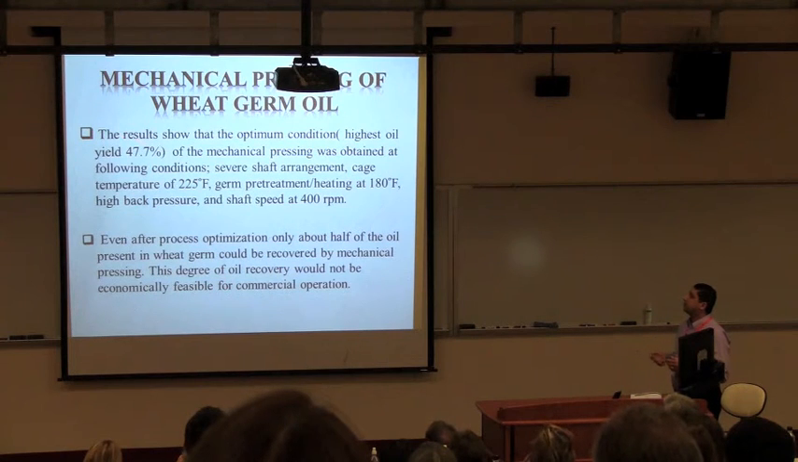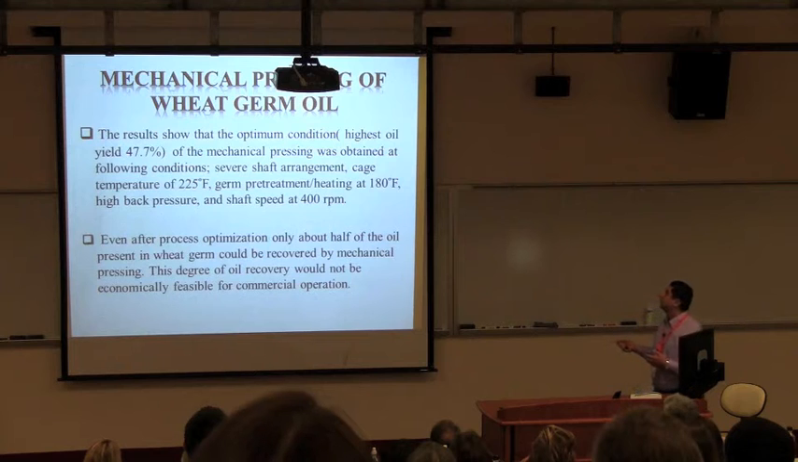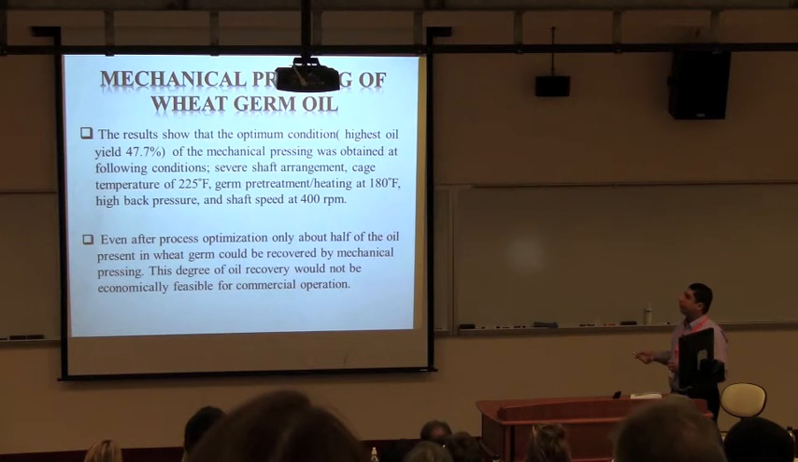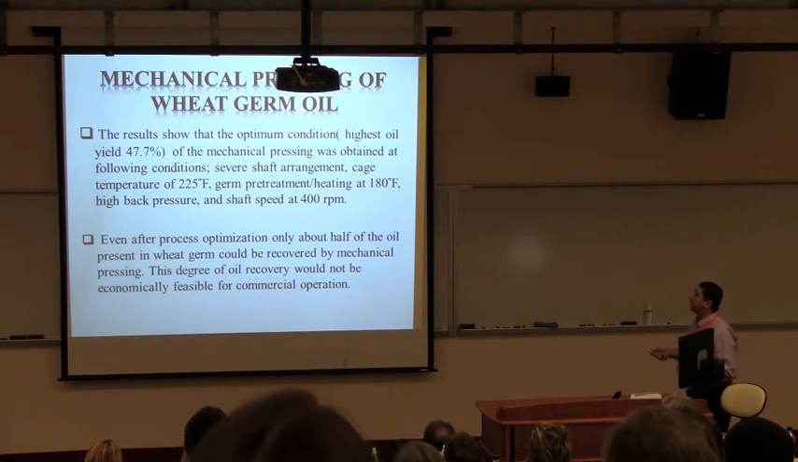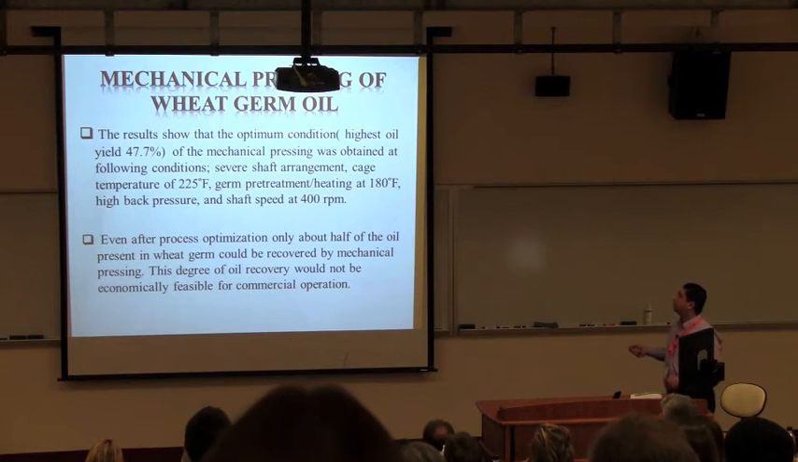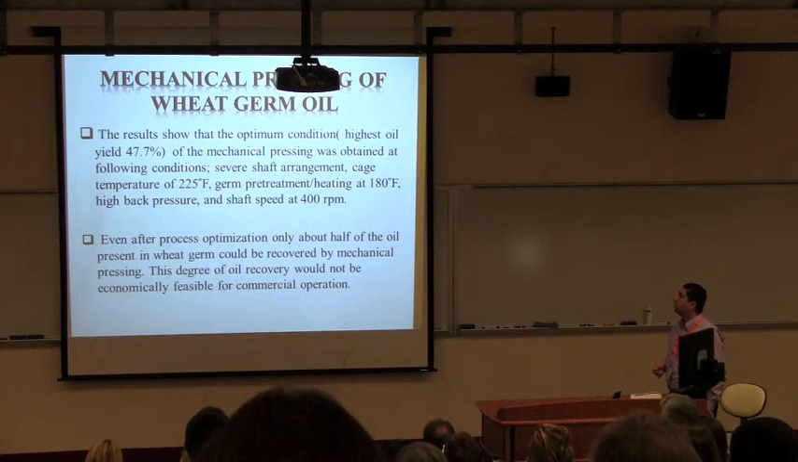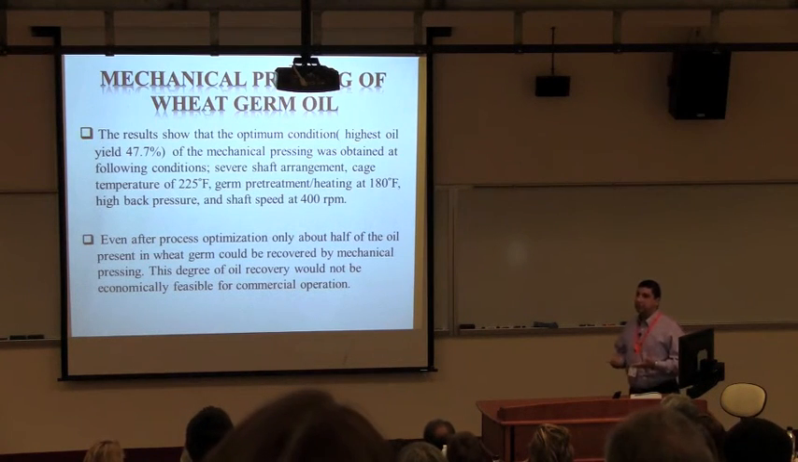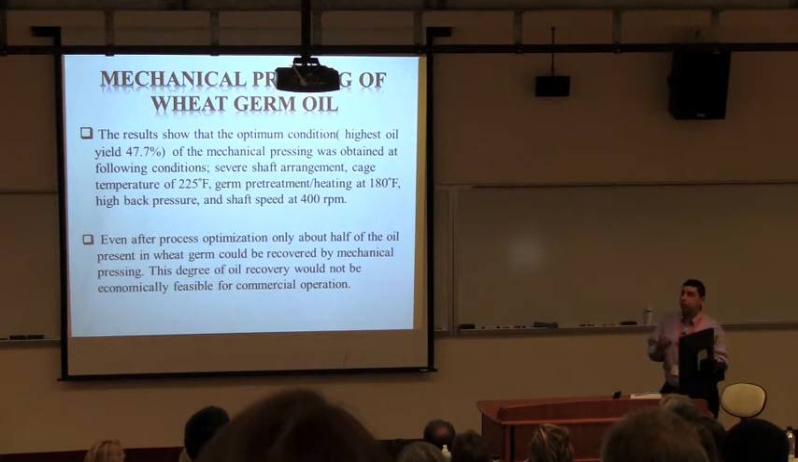So this result shows the optimum condition after you optimize the system, which gets the highest oil yield of about 47.7%. This is obtained at the following conditions: severe shaft arrangement, cage temperature of 225, germ pretreatment at 180, and the high barrel pressure with 400 RPM shaft speed. So even after you optimize the system, only about 50% of the oil can be extracted using a screw press.